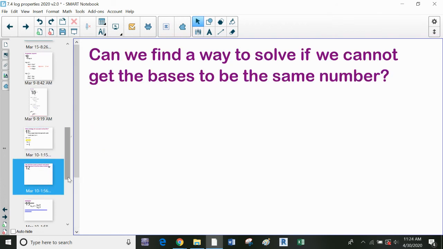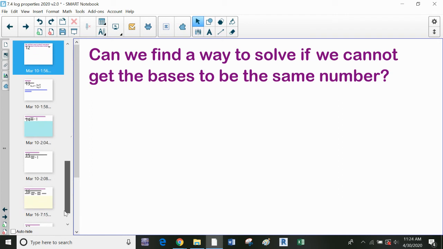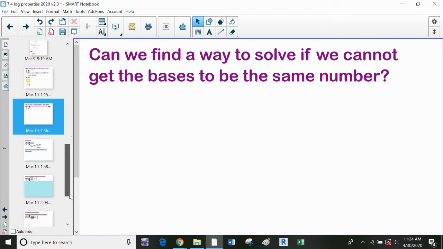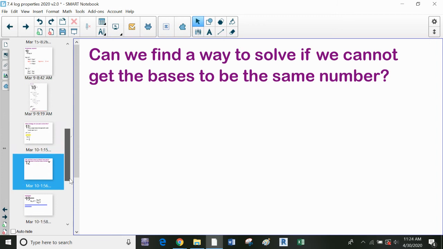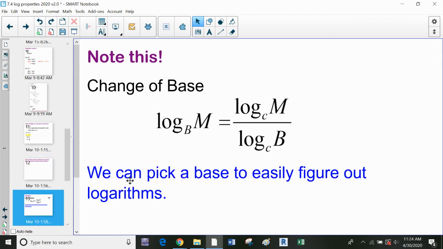Let's go ahead and do a change of base formula. I thought I had another example for you. I think I must have deleted it because I'm looking at time. So we're going to use that same idea. We're going to solve some that way on the homework, but let's keep going, and we're going to find a way to solve even if we can't get the bases to be the same number.